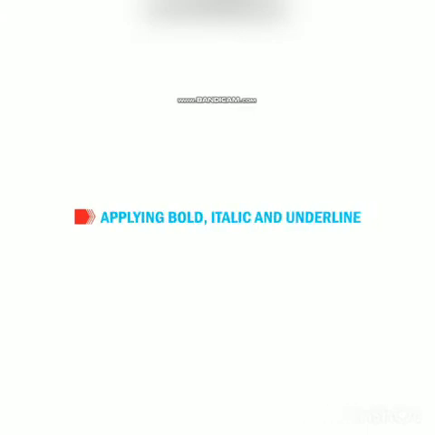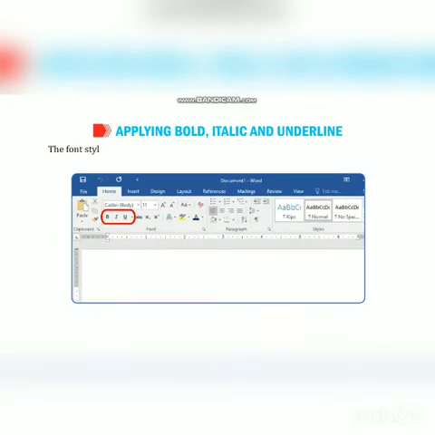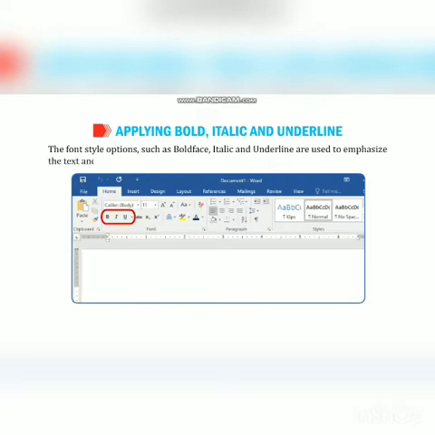Students, know the fact that when we select the text, a small pop-up window appears, which has the basic formatting command buttons. Now let us talk about applying bold, italic and underline. The font style options such as boldface, italic and underline are used to emphasize the text and catch the reader's attention.